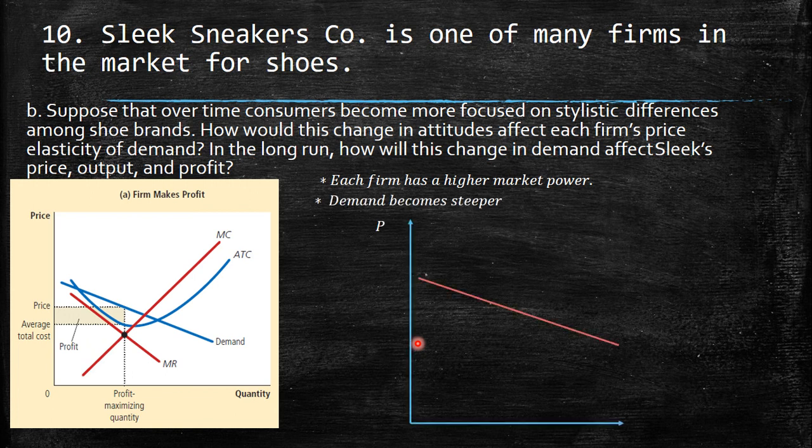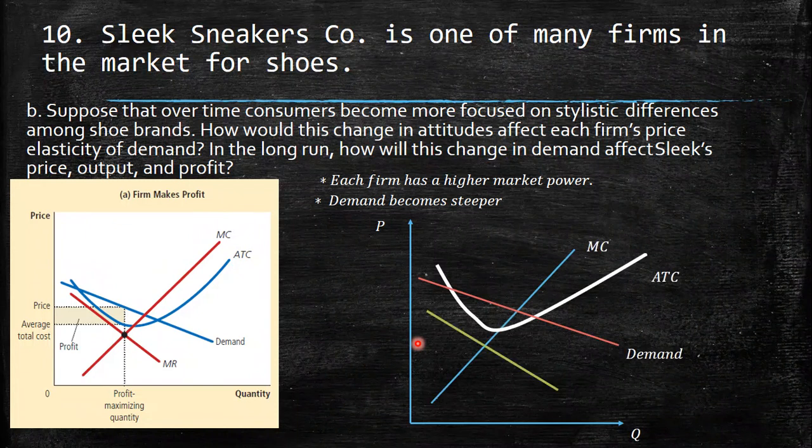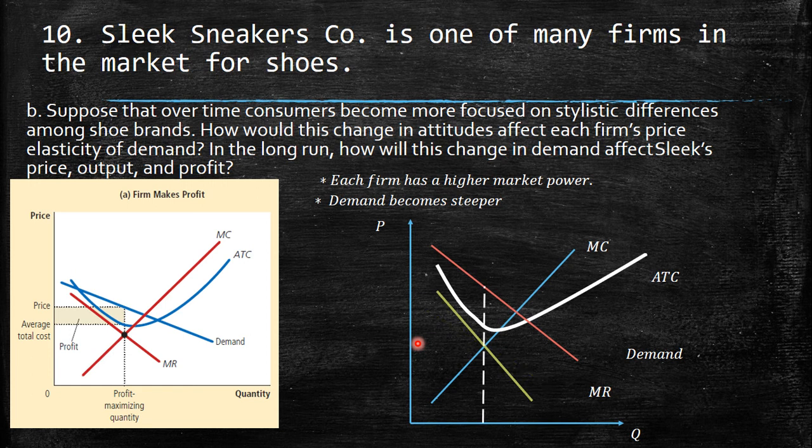So then we have here that demand becomes steeper. Let's see here. So here we have the demand, right? It becomes steeper because you are not going to change your consumption too much when the price changes. Okay, so for this one, the demand should be this one, and the marginal revenue should be this one.